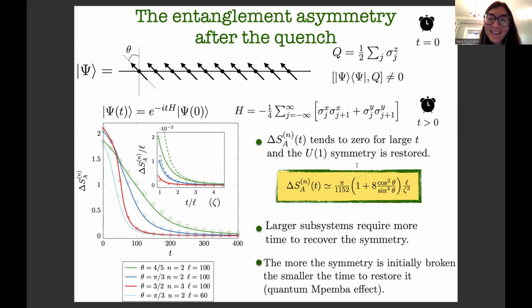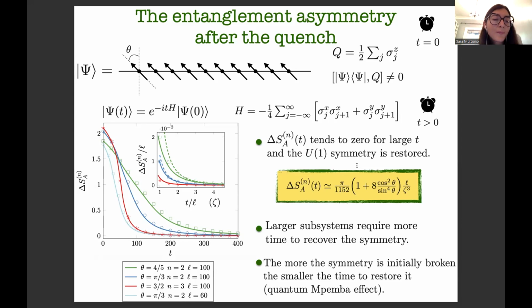Yes, one question is connected to one that has just been asked: why did you choose entanglement to investigate dynamical restoration of symmetry, which is not one of the easiest quantities to compute in general? And the second one is whether you have a simple physical picture, in the sense that here you have a quasi-particle picture with which you can explain restoration of symmetry.